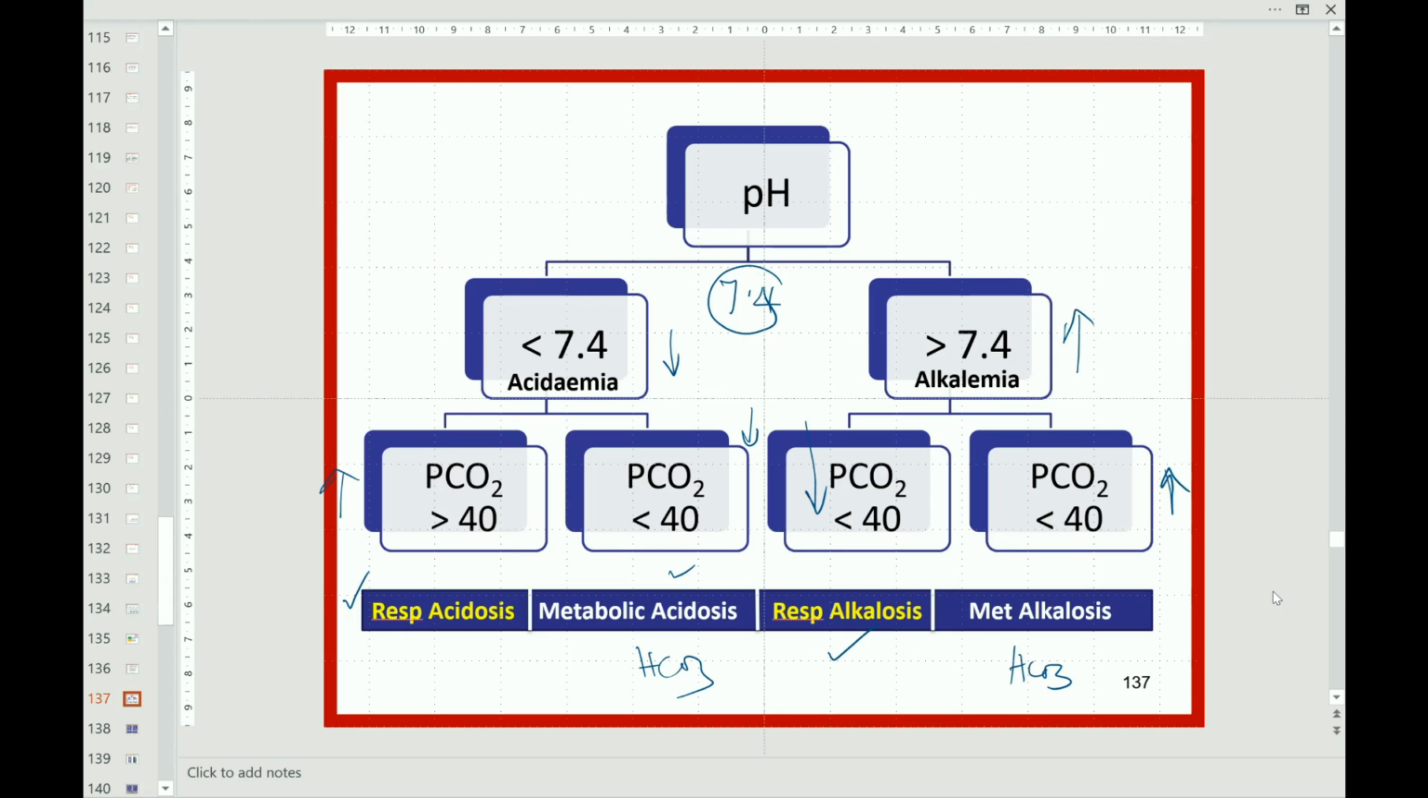In fact, there are 4 steps. First step is the pH less, then the second step, is PCO2 more? Yes. pH is less, PCO2 more, respiratory acidosis. Or PCO2 is less than 40, pH is also less, both are on the same side, metabolic acidosis.